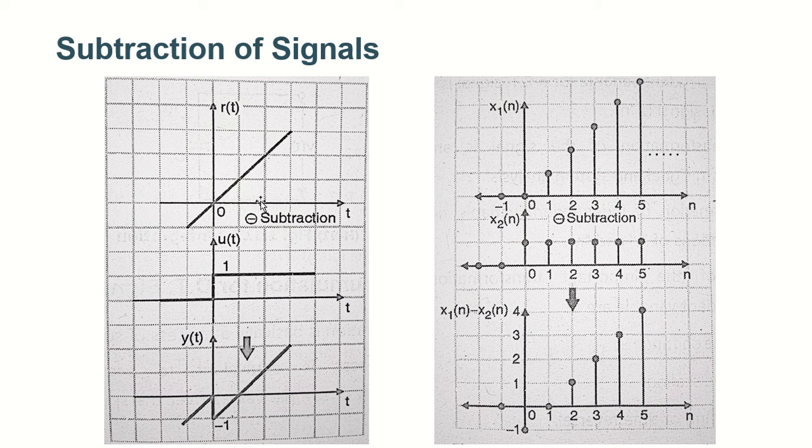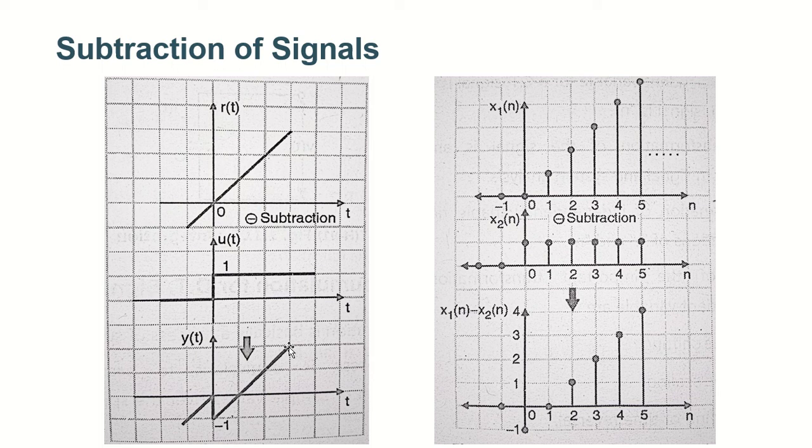For t is equal to 2, the ramp signal has value 2, and for t is equal to 2, the unit step has value 1. So 2 minus 1 will be 1, so we have value 1 here. For t is equal to 3, it has value 3, and the unit step is again 1. So 3 minus 1 is equal to 2, and we get value 2 here. So that is how we do the subtraction of a continuous time signal.